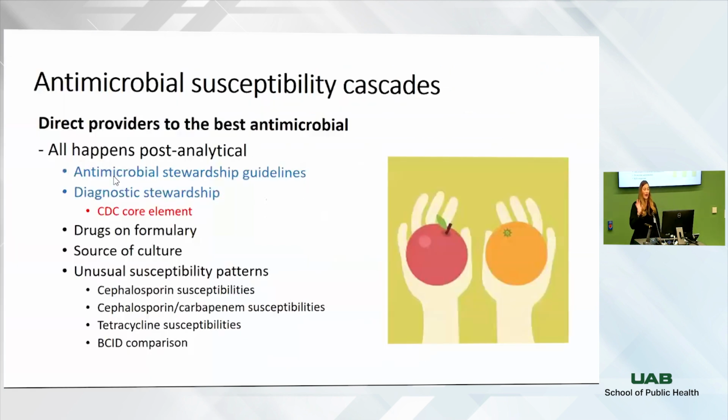So this is where antimicrobial susceptibility cascades come into play. You would think that anything that we set up in the lab or anything we ever did would just go into the patient's chart and all the information would be there, and the clinician goes through and in their genius ways makes the decision about what to treat the patient with. And that's simply not how this works.